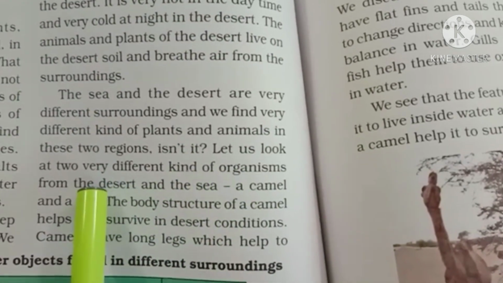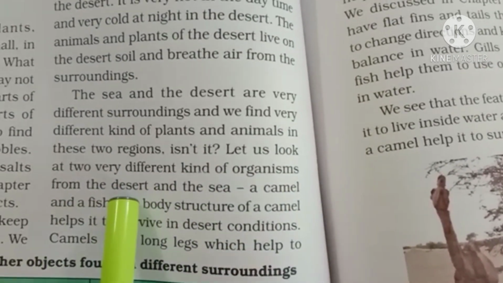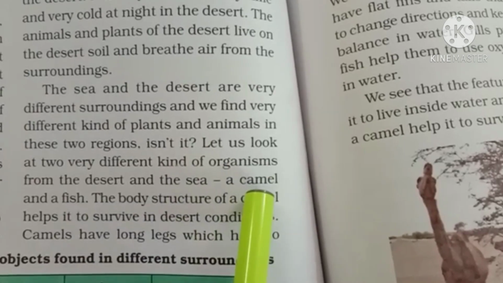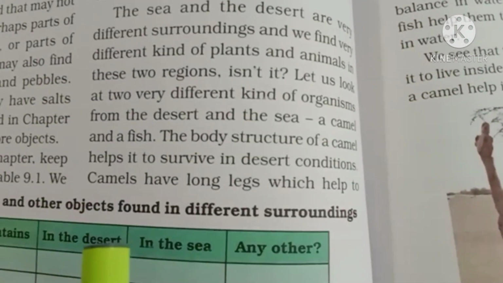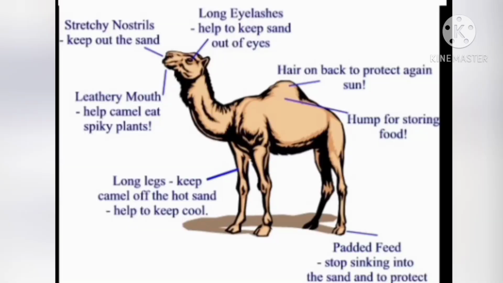Let us look at two very different kinds of organisms from a desert and the sea. That is, a camel and a fish. Now let us learn about the camel and the fish. Now let us learn about the body structure of a camel. Here, how does the body structure of a camel help it to survive in desert conditions?